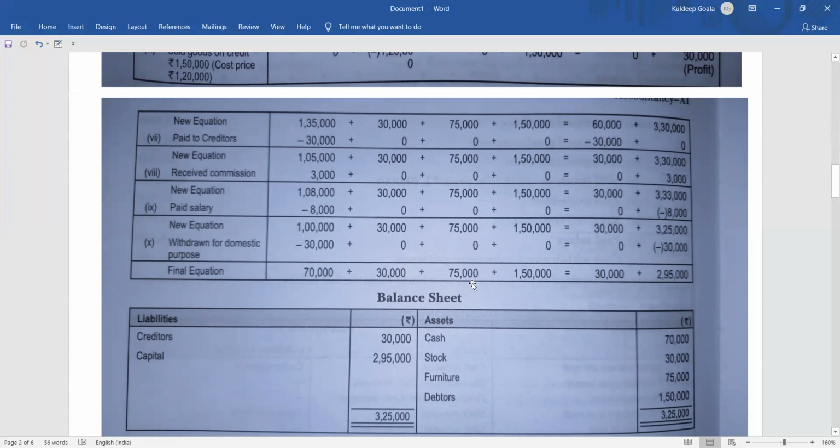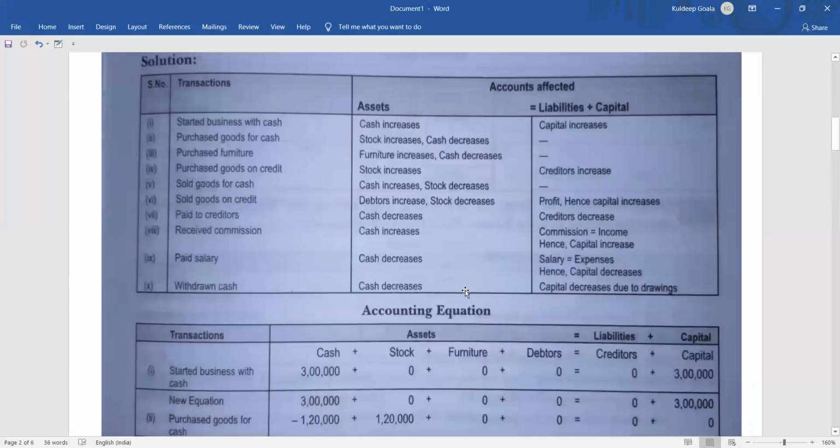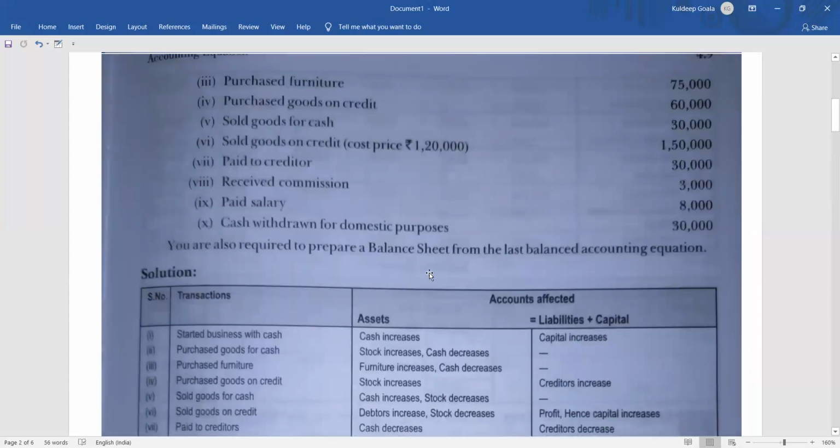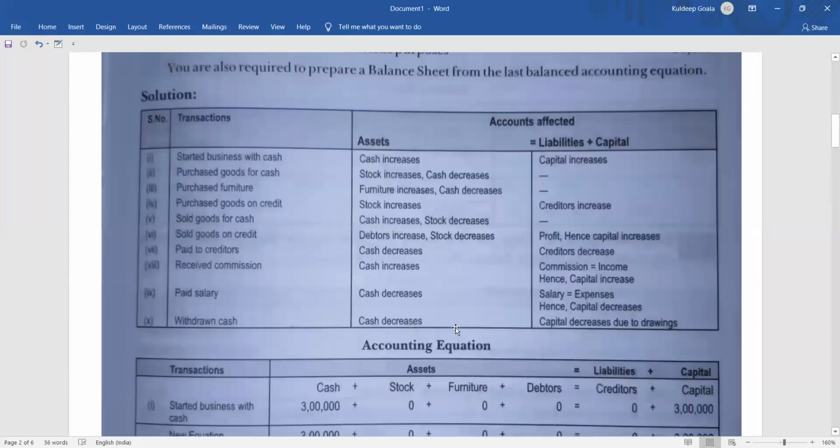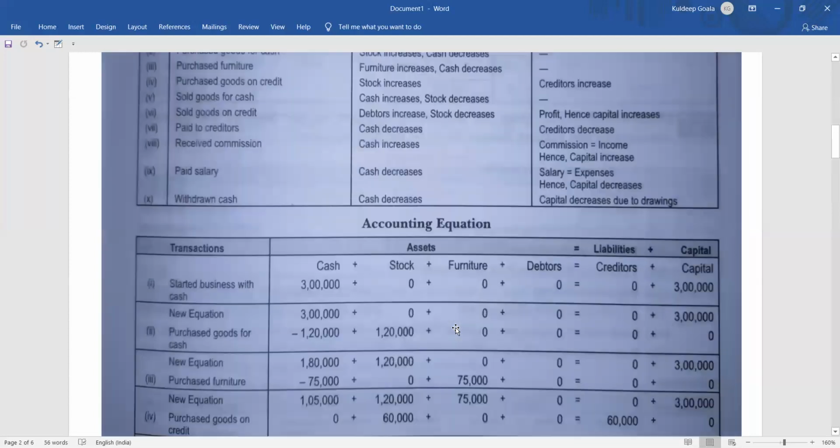In case of furniture, it is 75,000. In case of debtors, it is 1,50,000. In case of creditor, it is 30,000. In case of capital, it is 2,95,000, right? Once it is over, then what is asked, you have to see. It is asked that prepare the balance sheet from the last balance of the accounting equation.